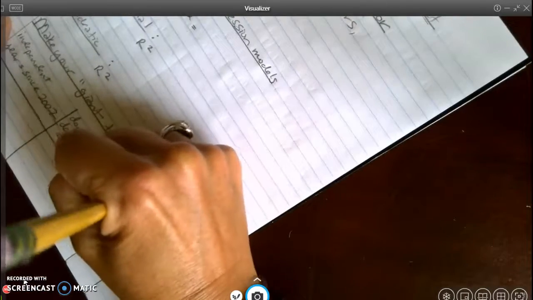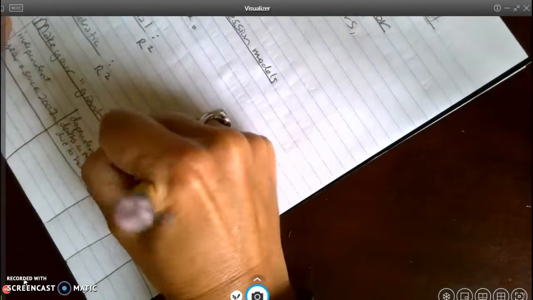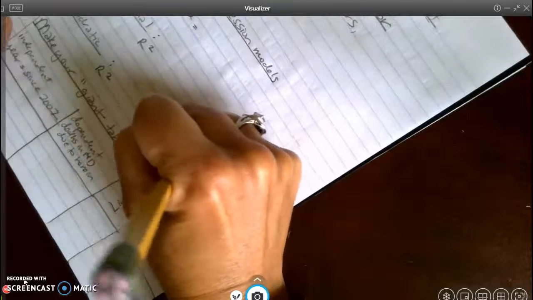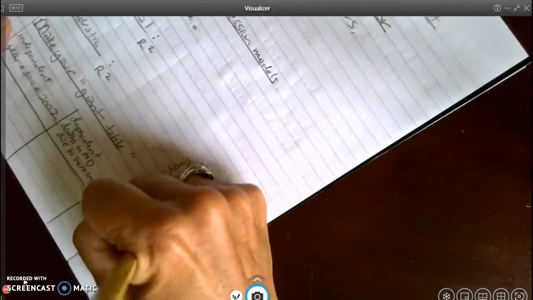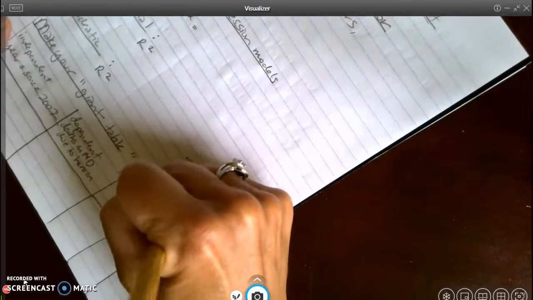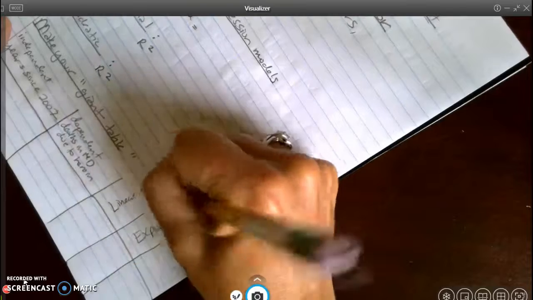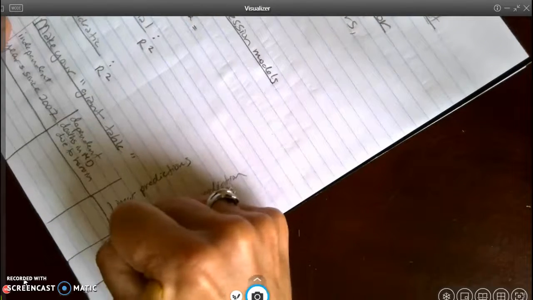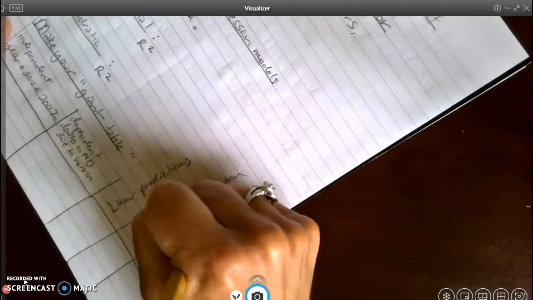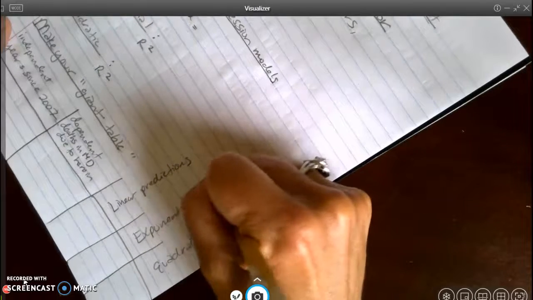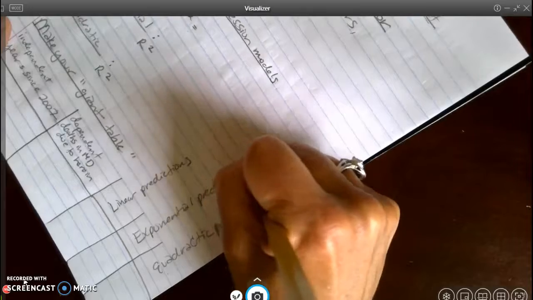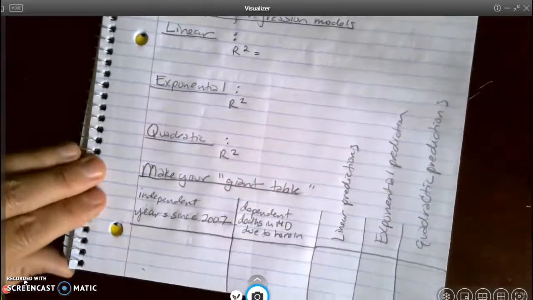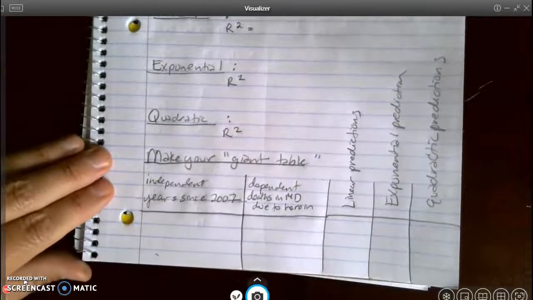Then here is going to be my linear equation, or my linear predictions, my exponential predictions, and my quadratic predictions. All right.